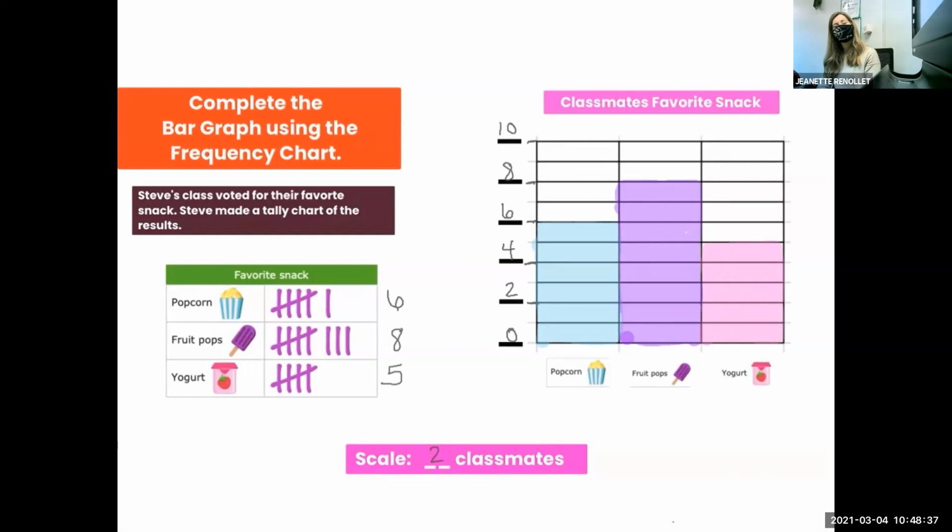You can see here that this is right at 6 for popcorn. Fruit Pops goes up to 8. And yogurt is here halfway between 4 and 6, which is 5. So now my readers, unlike the previous scale of 5, will be able to answer how many more people like Fruit Pops than popcorn. They can very easily determine how many people like Fruit Pops and popcorn to be able to solve this problem. So I am good at keeping my scale of 2 classmates.